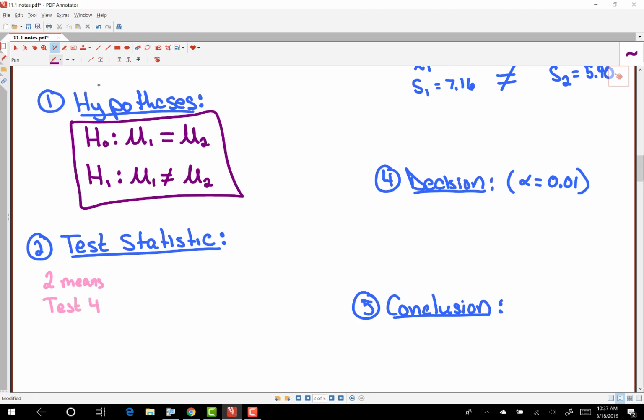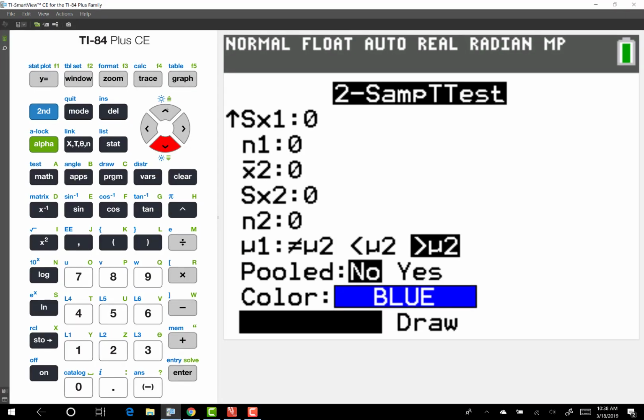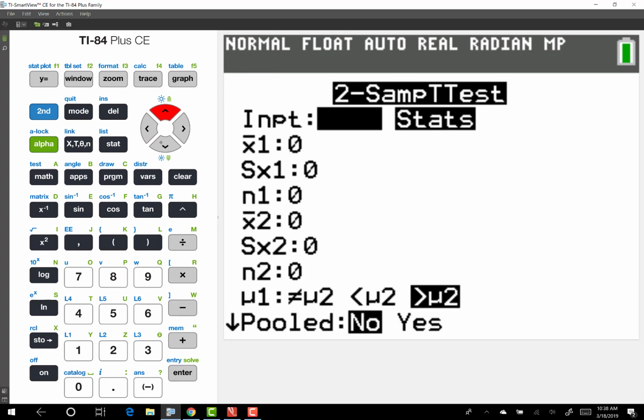So let's go to test 4, and here's everything. I wrote it down up here. This is everything that we're going to input into the calculator in a different order, but that's what we're putting in. So I'm already at test 4, so let me go back up to the top here.